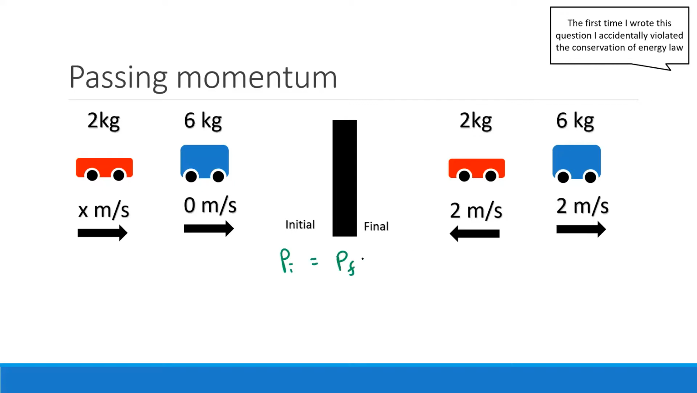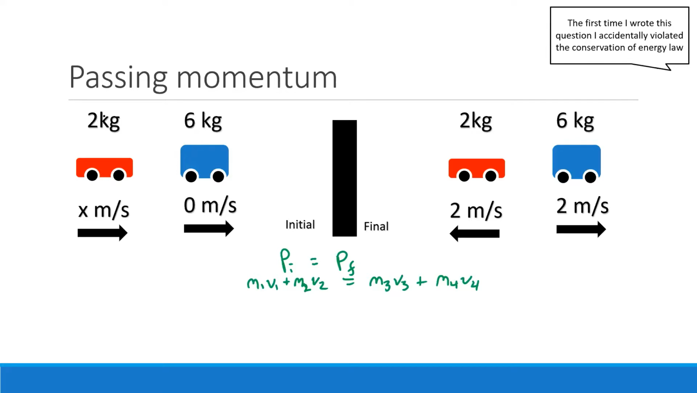In this case, our initial momentum is going to be m1 v1 plus m2 v2 equals, in this case, m3 v3 plus m4 v4. And if you had more objects, by the way, you would just add them on, but usually you're only going to have 2 objects interacting.